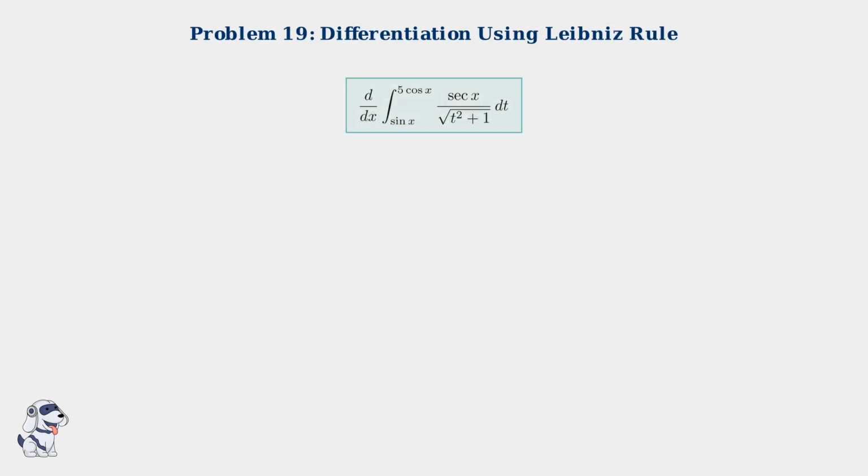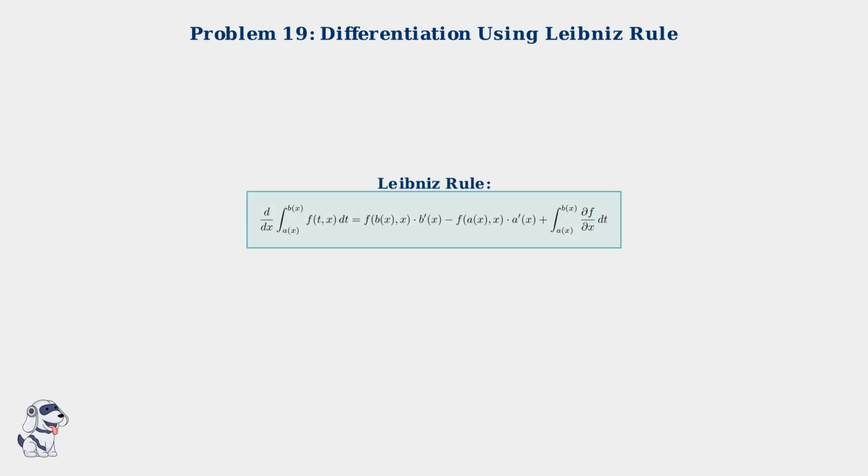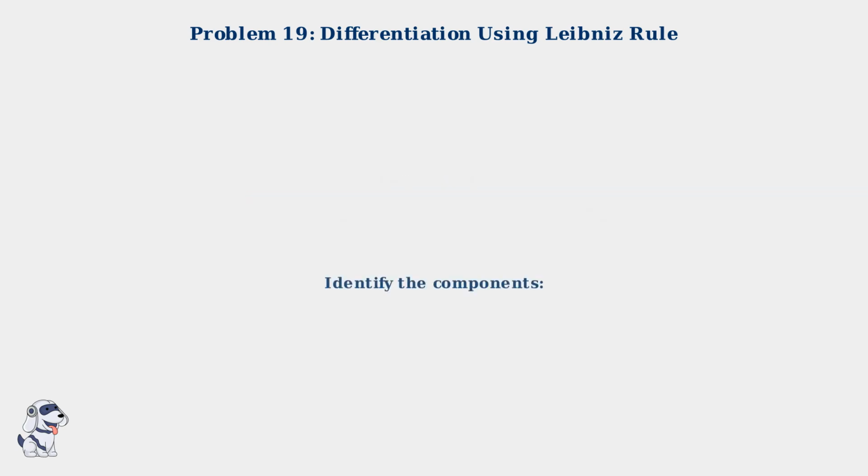Find the derivative of the integral from sine x to 5 cosine x of secant x over the square root of t squared plus 1 with respect to t. To differentiate this integral with variable limits, we use Leibniz rule. The formula is the derivative equals f at the upper limit times the derivative of the upper limit minus f at the lower limit times the derivative of the lower limit plus the integral of the partial derivative of f with respect to x. First, identify the components.